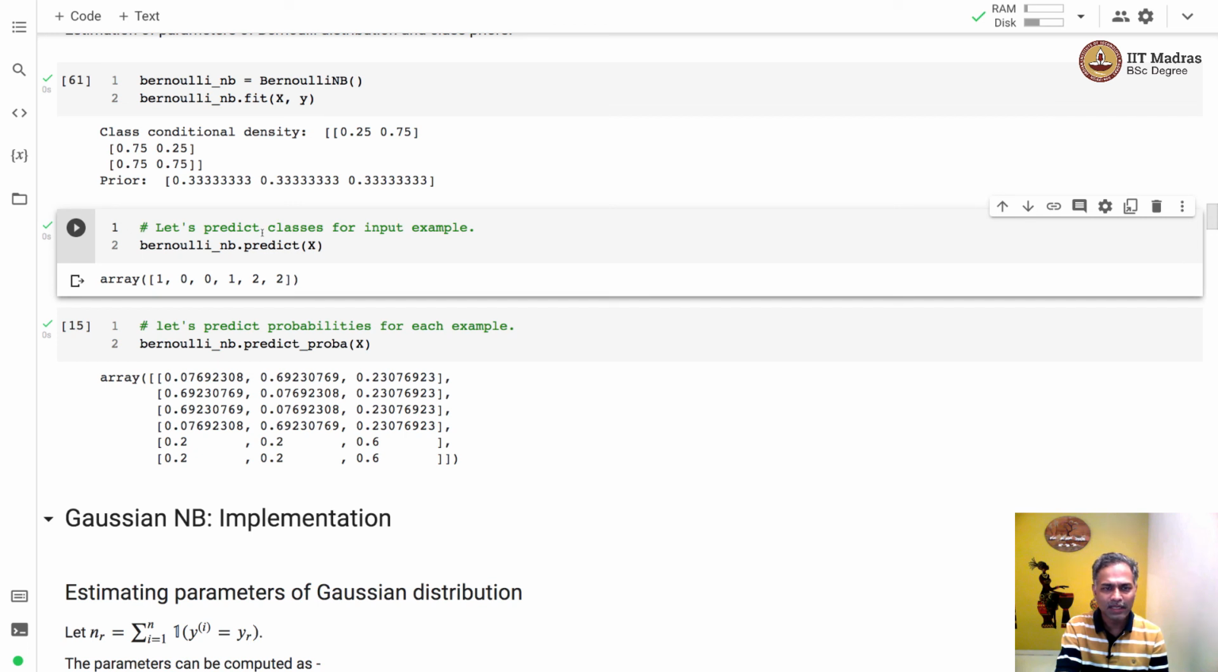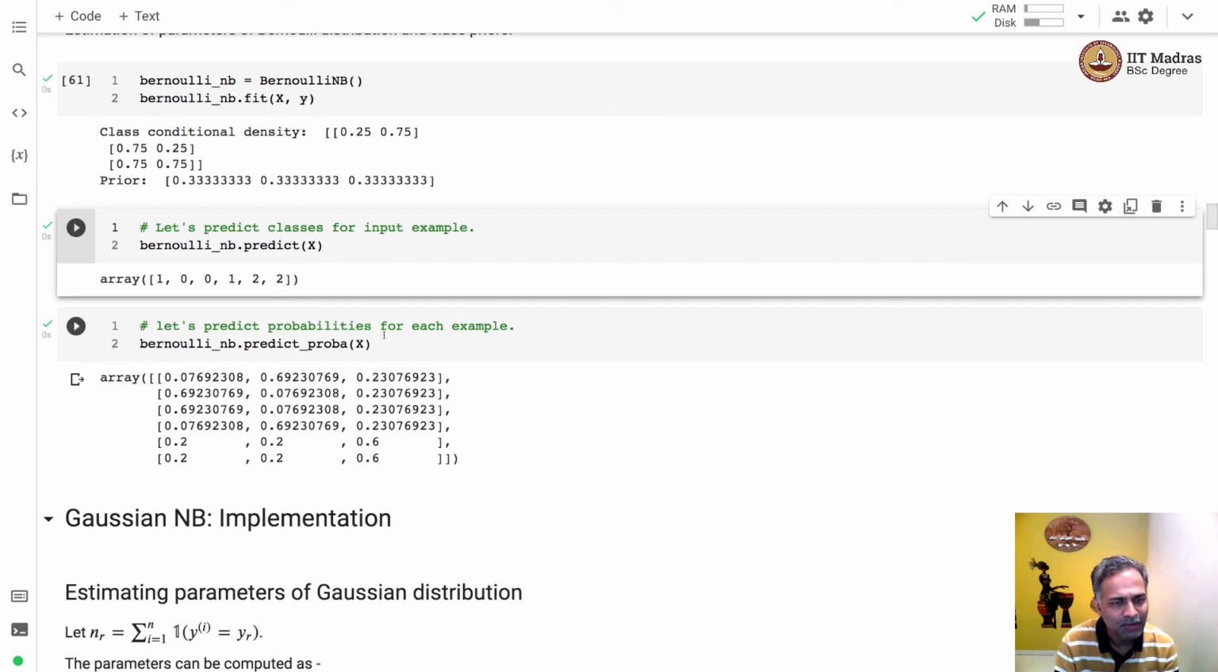Let us predict classes for the input examples. For that, we call the predict function on the Bernoulli NB object by passing the feature matrix to it. And you can see that the first and the fourth example get class label 1, the second and third example get class label 0, and the last 2 examples get class label 2.